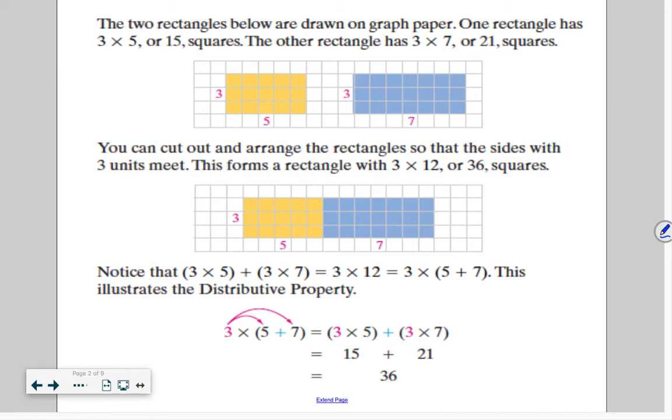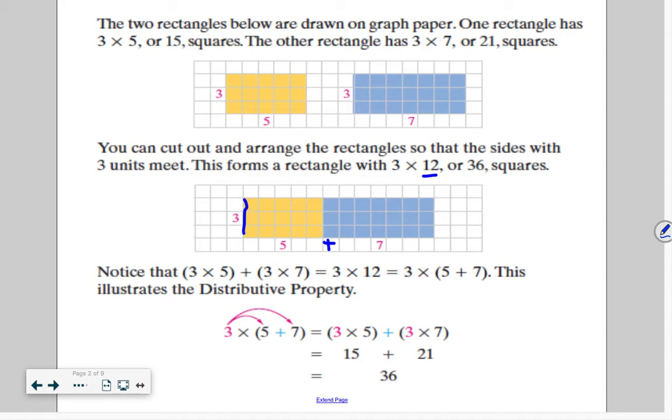Now, we're going to take these two, the yellow rectangle and the blue rectangle, and slide them together to make one large rectangle. So you can cut out and arrange the rectangles so the sides with 3 units meet. This forms a rectangle with 3 by 12 or 36 squares. Do you agree that if I add the 5 plus the 7 that you get a total of 12? And both of these are 3 wide? Okay? So there are 2 different ways that you can think about it.